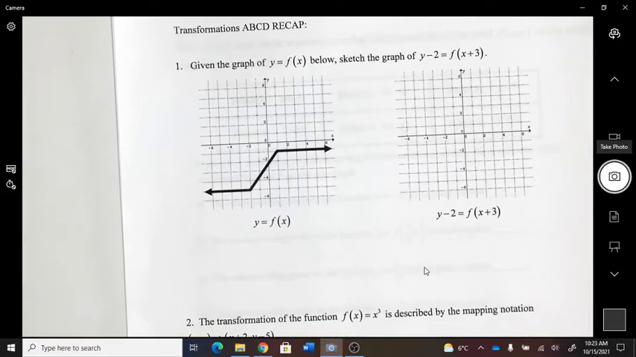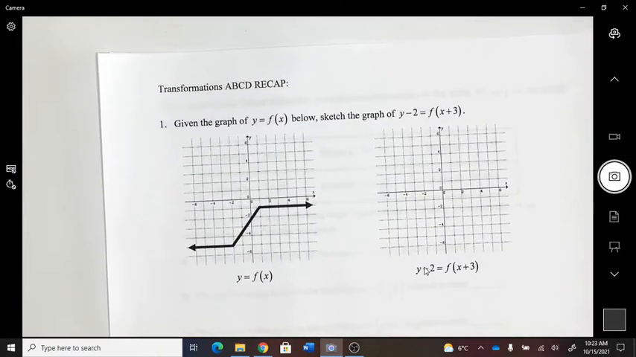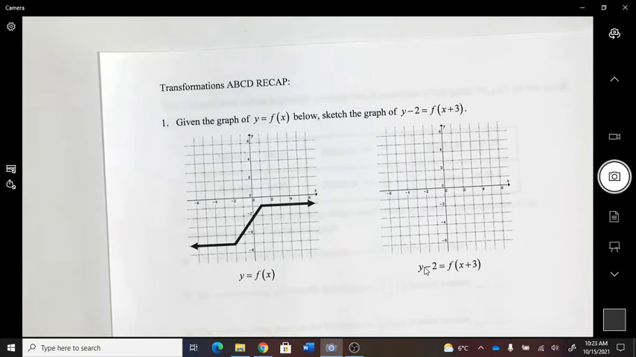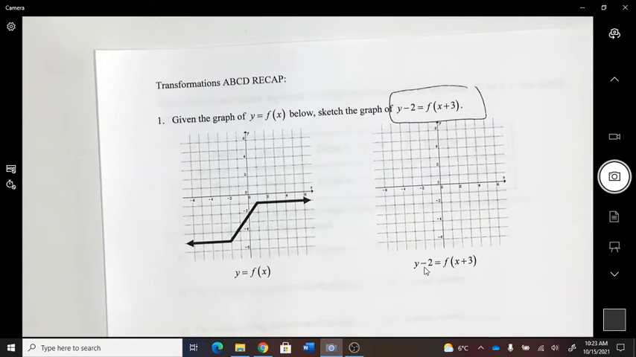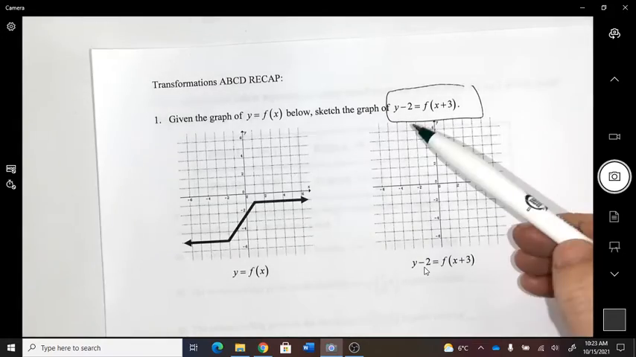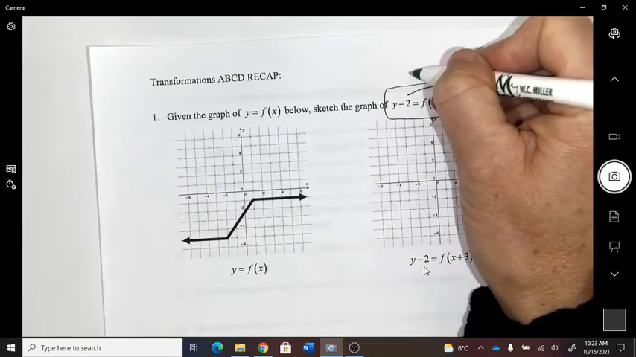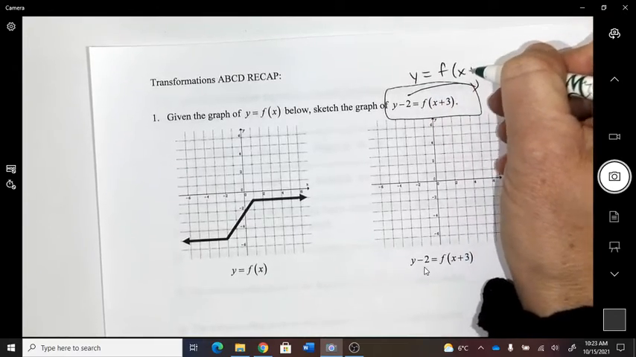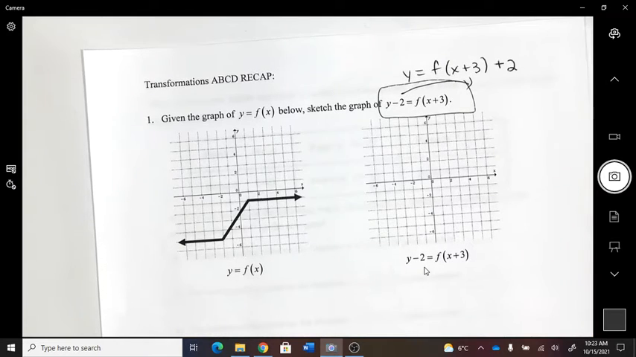Okay, given the graph, sketch this graph. So I don't really like this right now. I don't like the way that this is written. Does anybody know why I don't like it? It's not a y equals. So can we move this? Now I kind of have all that lined up with the A, B, C, D positioning.